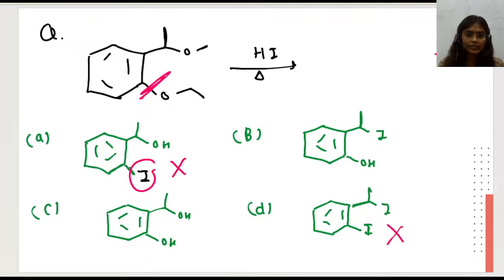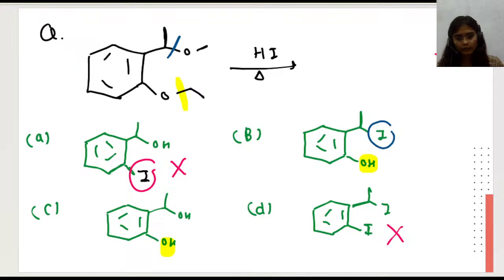Now in this case, the condition number one. If you have to break the bond from here, you get iodine connected here. This is a common point. Wait, I'm highlighting this. This bond is definitely going to break from here. So there's a tie between options B and C. Now how to decide which one is the correct answer? So now let's make a note.